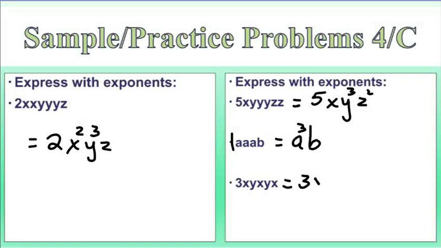And the last one here, we have 3. I've got 2 x's, so that's x squared. 2 y's, that's y squared. Actually, there's 3 x's. 1, 2, 3. So that would be x cubed.